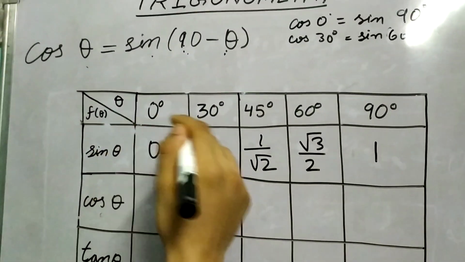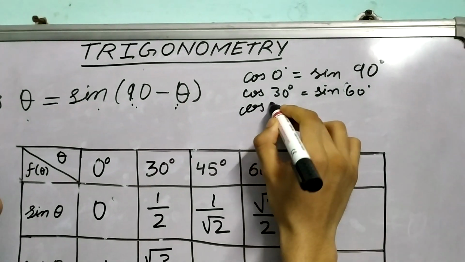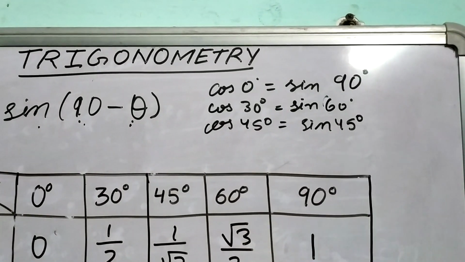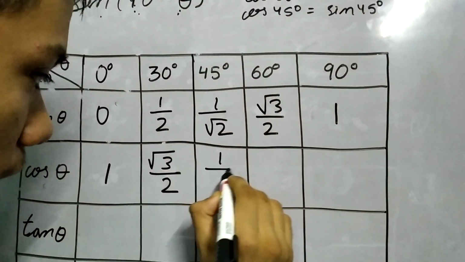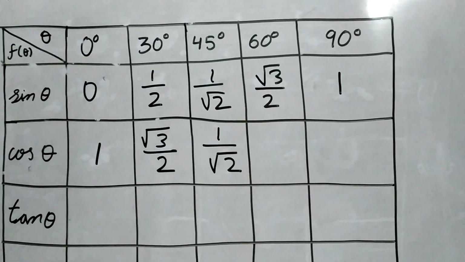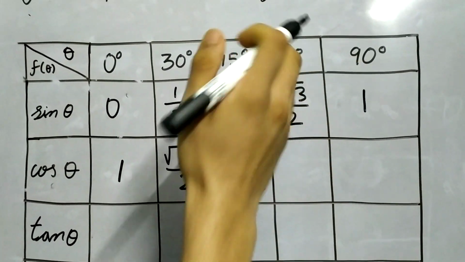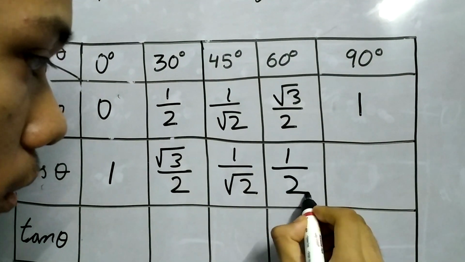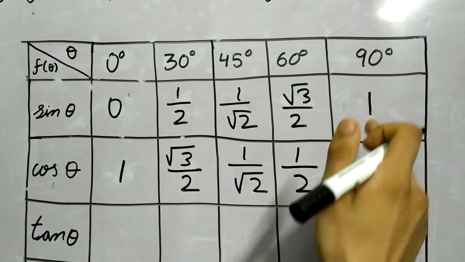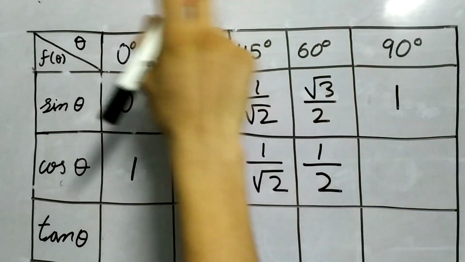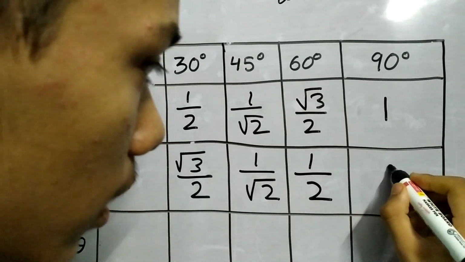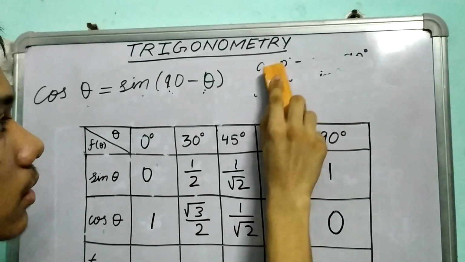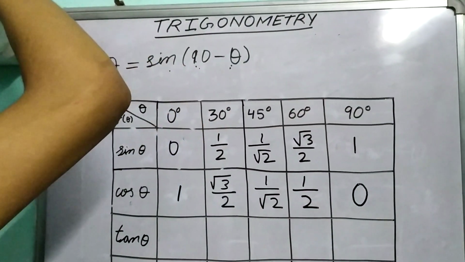Now what if we put 45 degrees? So cos 45 degree will be sine 45 degree, right? 90 minus 45 degree is 45 itself, so that's 1 by root 2. Similarly, you can prove it for 60 degrees. So cos 60 degree will be sine 30 degrees, so it will be 1 by 2. And cos 90 degree will be sine of 90 minus 90, so sine of 0 degree will be 0. Okay, so we have solved 2 rows.